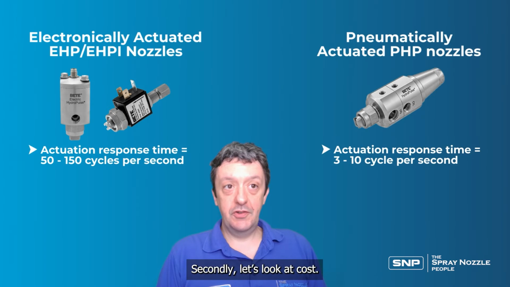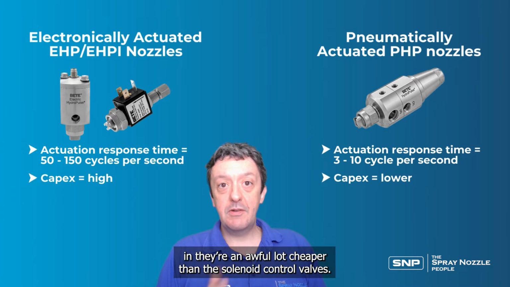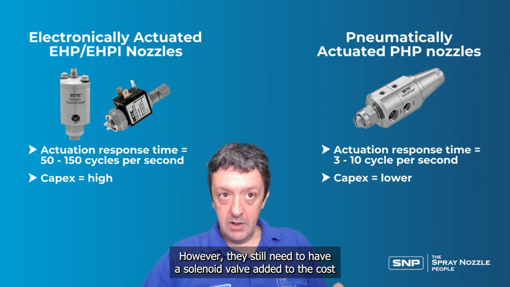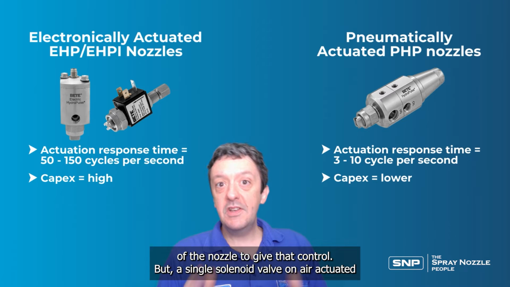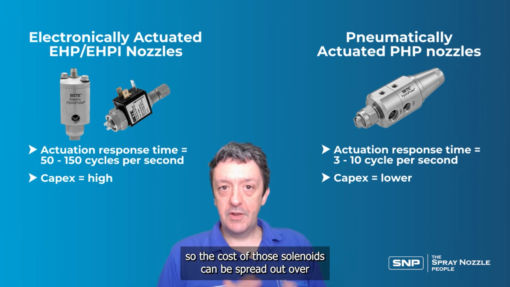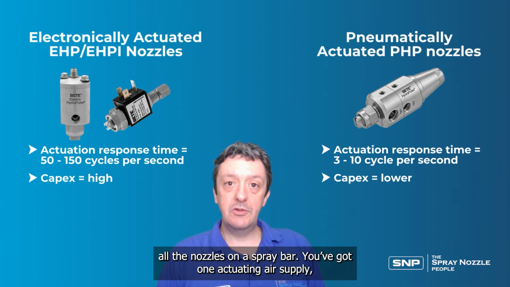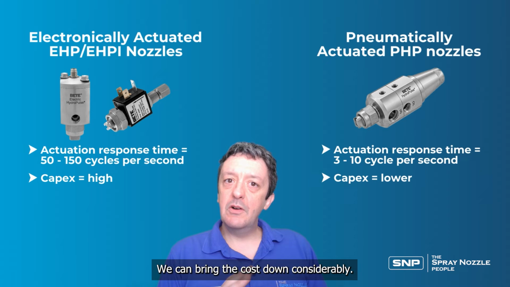Secondly, let's look at cost. Now, the PHP nozzles, the air actuated nozzles, have a distinct advantage in they're an awful lot cheaper than the solenoid control valves. However, they still need to have a solenoid valve added to the cost of the nozzle to do that control, but a single solenoid valve on air actuated nozzles could be used to control multiple nozzles. So the cost of those solenoids can be spread out over all the nozzles on a spray bar. You've got one actuating air supply, and that can be controlled by a single solenoid. We can bring the cost down considerably.